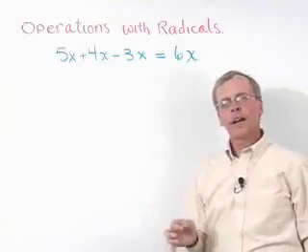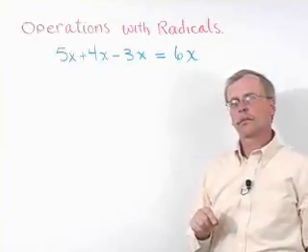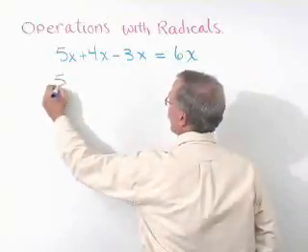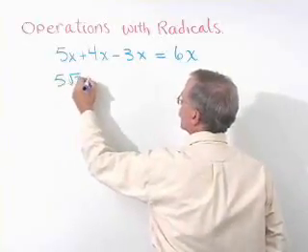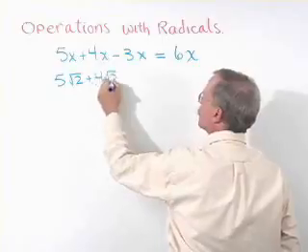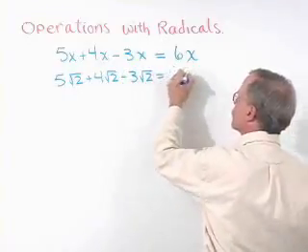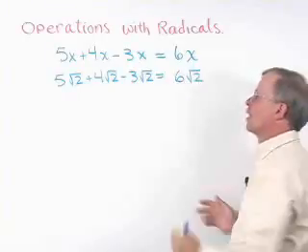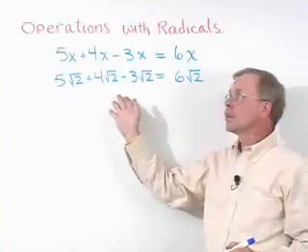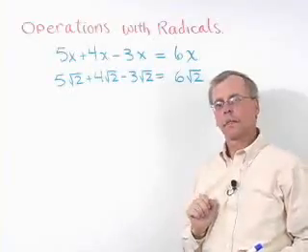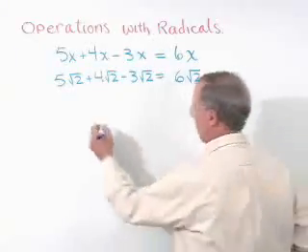Well, if you have simplified radicals, then you can do the same thing. 5 radical 2 plus 4 radical 2 minus 3 radical 2 is 6 radical 2. A simplified radical behaves just like a variable in a polynomial. Let's look at another problem.